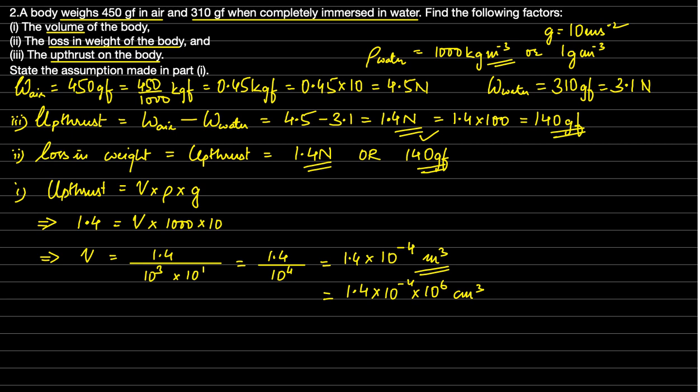So that gives us 1.4 into 10 to the power of minus 4 plus 6, which gives 10 to the power of plus 2. And what we get here is centimeter cube. So if we multiply 1.4 into 10 to the power of plus 2, we get 140 centimeter cube. So that would be our answer.